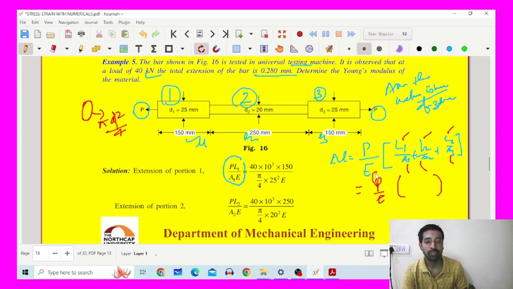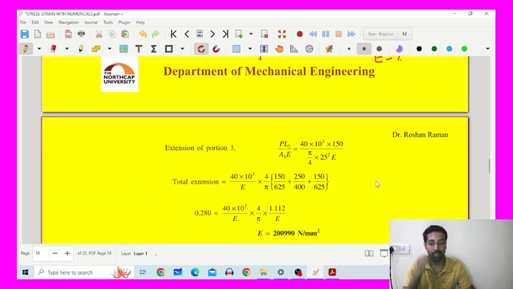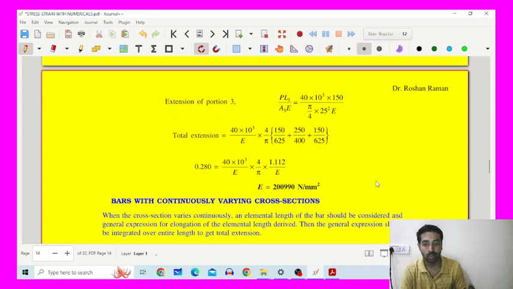P is given, already in the question it has been mentioned as 40 kilonewton, so you can apply the value. And the total extension is given basically in mm, so this value is given, so you can calculate the value of E, the modulus of elasticity, that is Young's modulus. So it is a very easy problem. You can see this question already, the value of E comes out to be 200,990 Newton per mm square. So this is the final value.